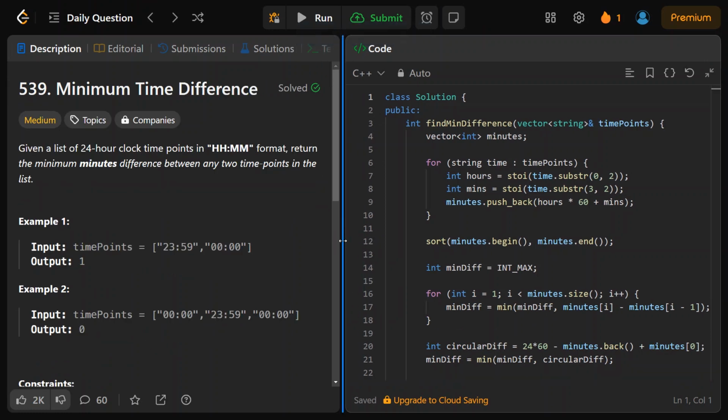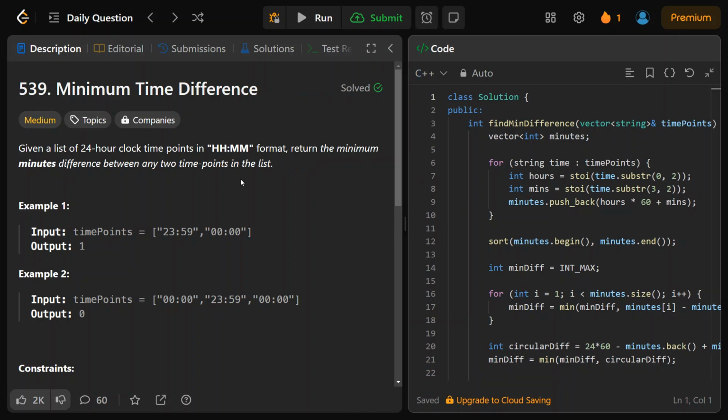So today's LeetCode Daily Challenge problem is Minimum Time Difference. Okay, so what does the question state? In this question, you are given a list of 24-hour clock time points in the format hour and minutes, and you have to return the minimum minutes difference between any two time points in the list. So this is the given vector time points.